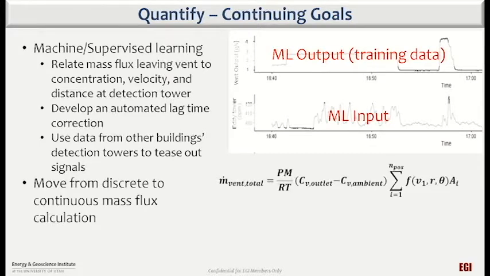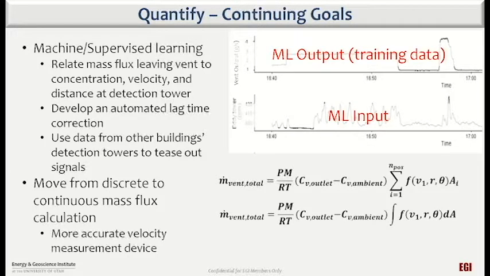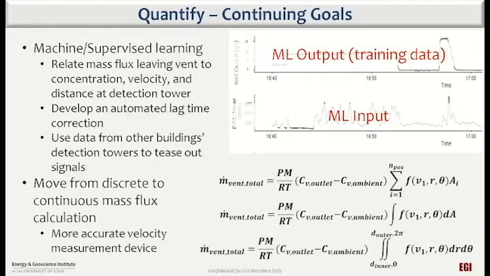Furthermore, we plan to change our mass flux function from a discrete sum-based equation to a continuous integral-based equation. By measuring velocity data in more locations around the vent and by using a more accurate measurement device, we should be able to create a function for velocity as a continuous transformation of the velocity at one point and radial and polar coordinates. This creates a more accurate mass flux estimation and will improve the results of our quantification efforts.